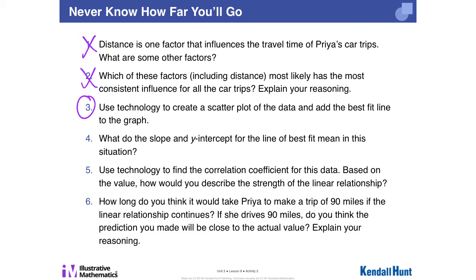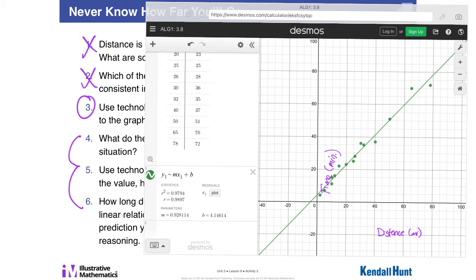In your book, when you're looking at the questions for this problem, let's skip numbers 1 and 2. Number 3 is what we just did. We created the scatter plot and added the line of best fit. Now I want you to answer numbers 4, 5, and 6. Number 4 is asking about the slope and y-intercept and what they mean. Remember, it gives you the slope and the y-intercept when you find that line of best fit.